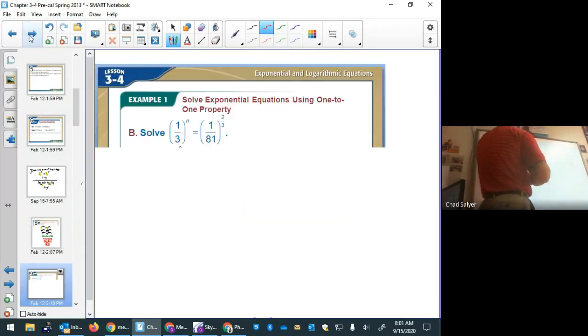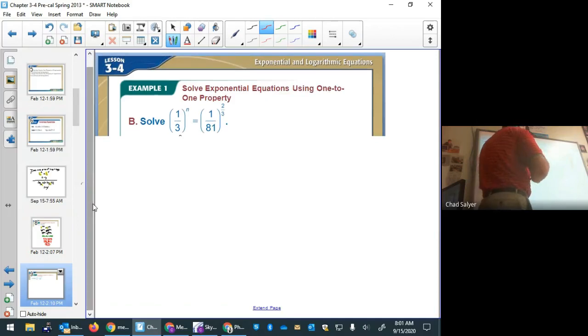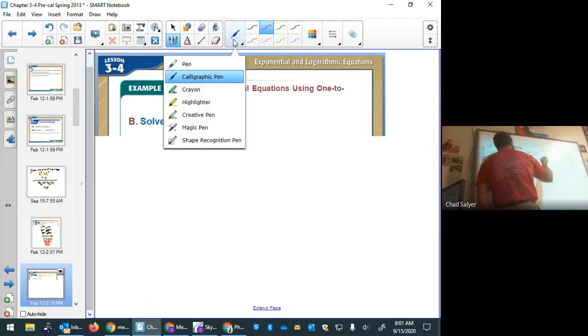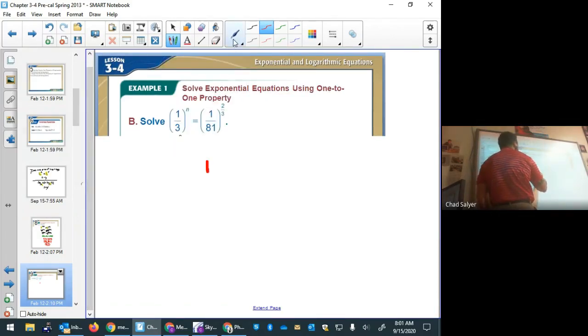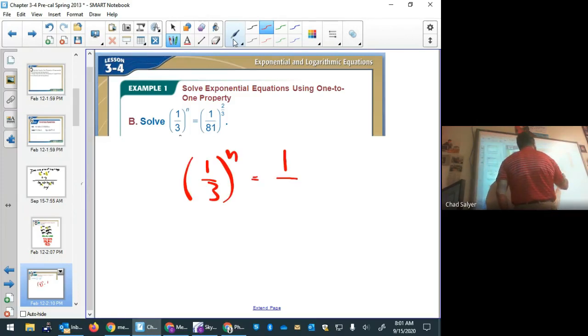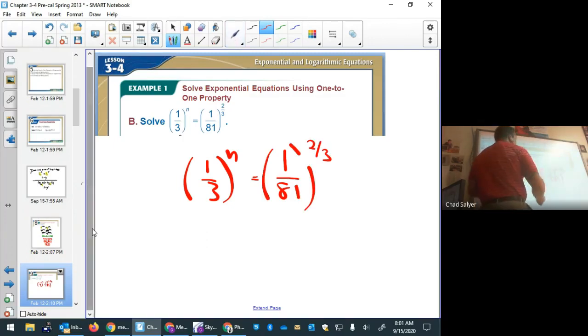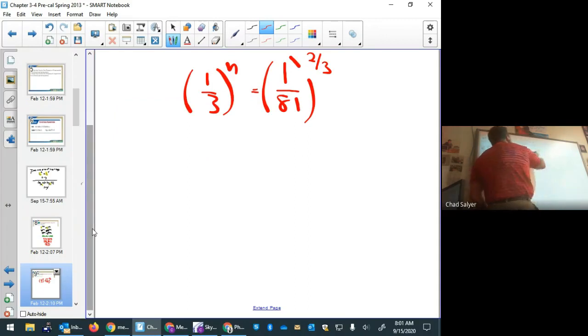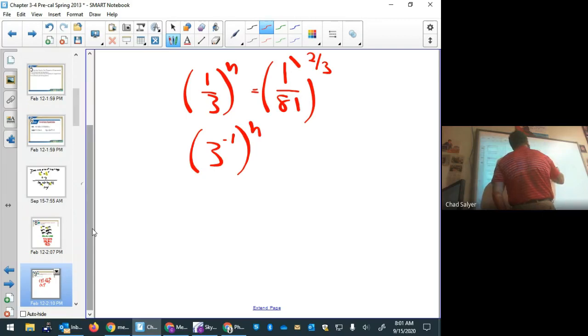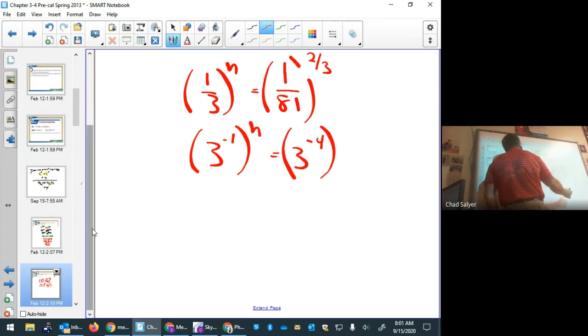All right. So let's look at one where the solution is not quite so obvious as to how to rewrite the bases. Sometimes you have to rewrite both bases. And this is such a case, I think. So I'm going to write this as 3 to the negative 1. And this as 3 to the negative 4.